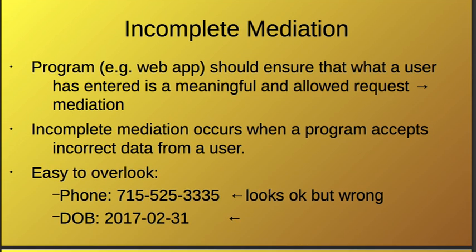If you take in any number, any date of birth or date without checking it, those are all examples of incomplete mediation. So what should happen is a program, mostly a web app, should ensure that what a user has entered is a meaningful and allowed request. So that's what mediation means. Incomplete mediation occurs when a program accepts incorrect data from a user. So they're often easy to overlook.